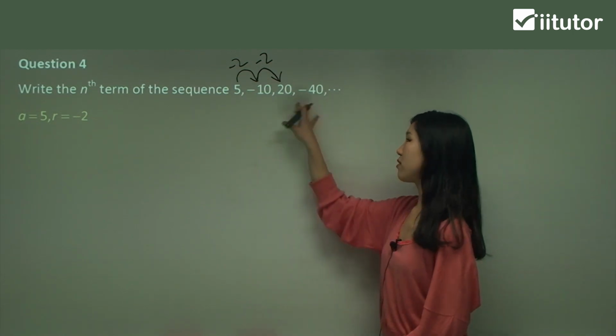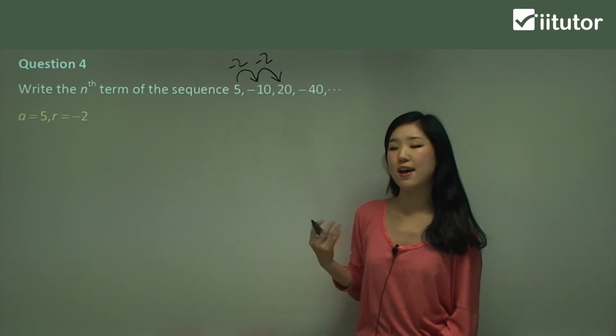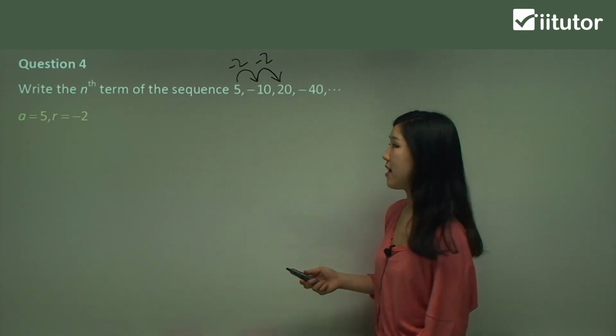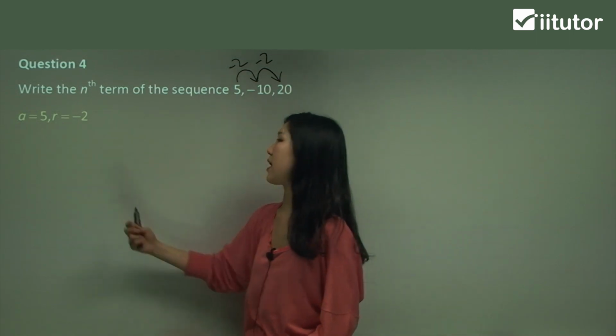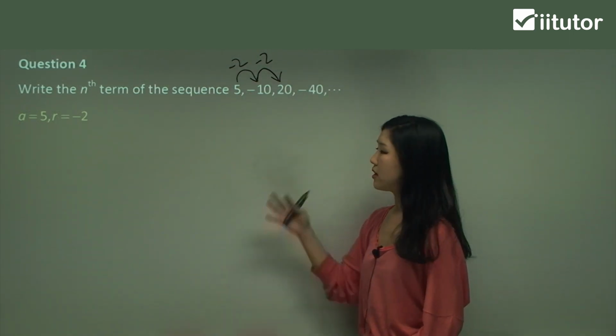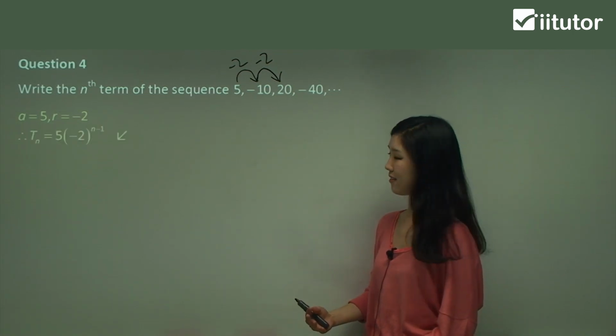Okay, so I'm not even going to bother doing the next. It's obviously just going to be negative 2 as our common ratio. So yes, your ratio can be negative. Don't worry if you get a negative number, that's still fine. So we've got A, we've got R. Just put it into our formula now, just like this.